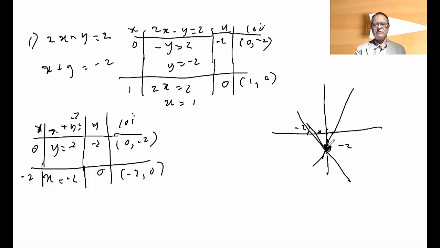You also see it's not that easy to draw it, but this worked out very nicely because it intersects at a place where there's no fraction or anything that would make it difficult to graph.